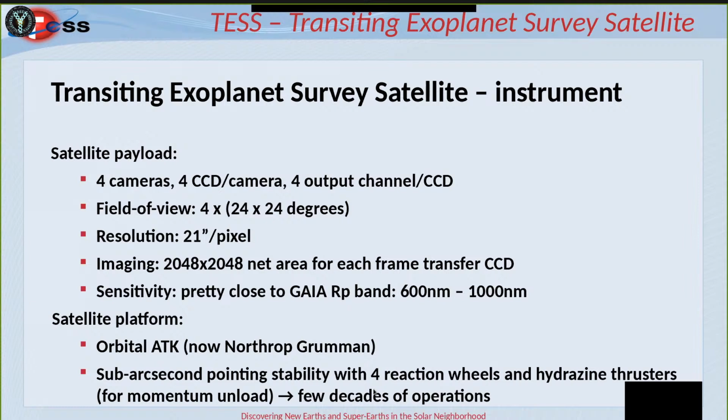And because TESS uses hydrazine for momentum unloading, it has a limited lifetime, but in total there is a huge amount of fuel on board that TESS could operate up to 20, 30, 40 years, which is quite a good thing, that without any kind of further change in the mission operation, it can be operated for several decades.